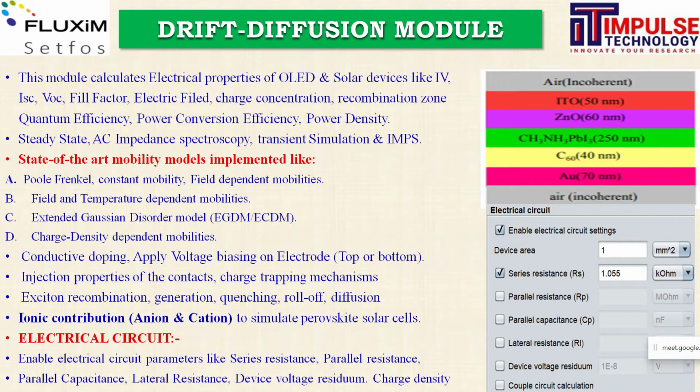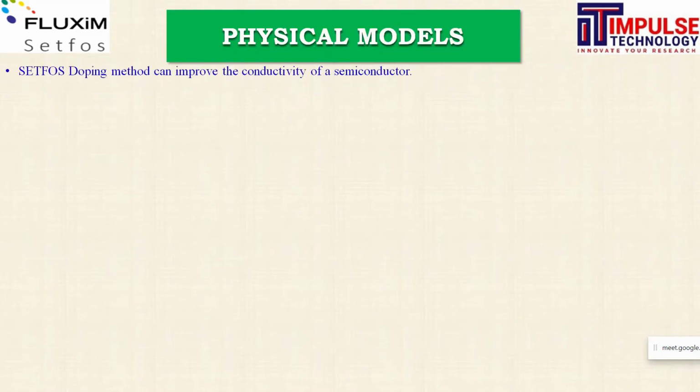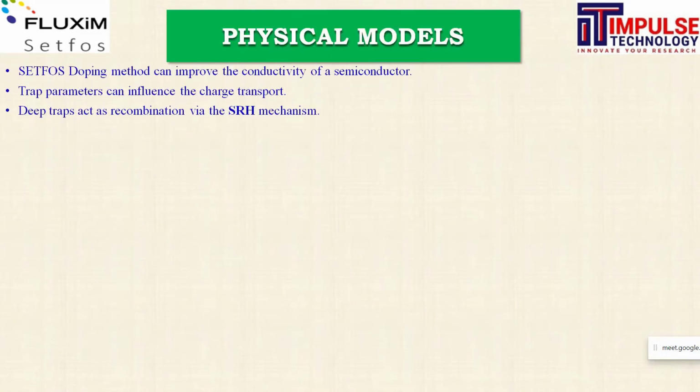So with this device, if you would like to attach electrical circuits, you want to define the area of the device, electrical series resistance, parallel resistance, capacitance, lateral resistance, then that kind of electrical circuit you can attach with your device. So you can define all these electrical modules in these drift diffusion parameters. Like this is a layer structure, device structure, and this is the electrical circuit that can be combined, joined, and you can plot the output.